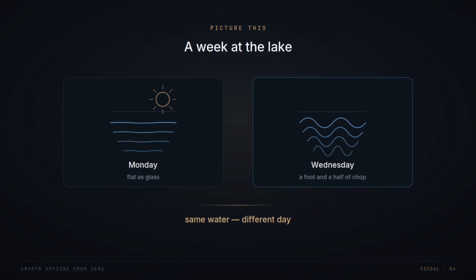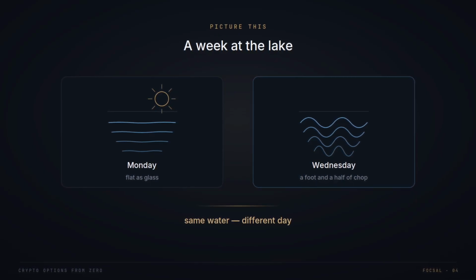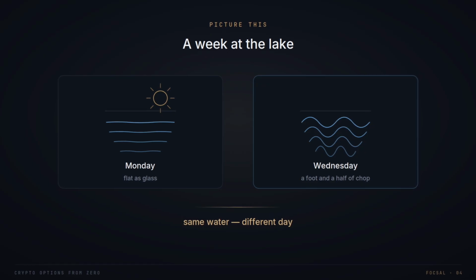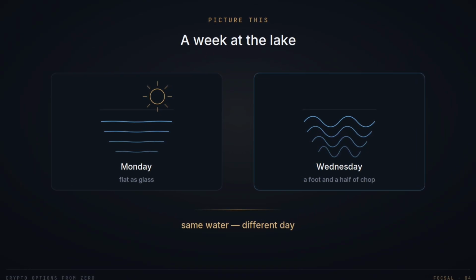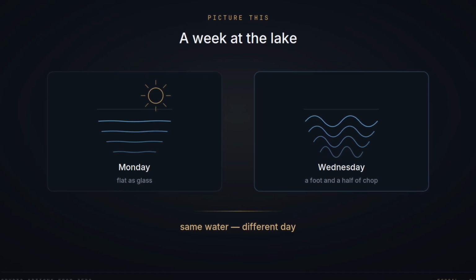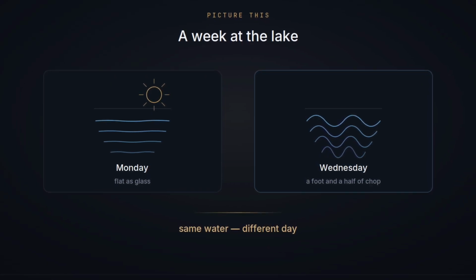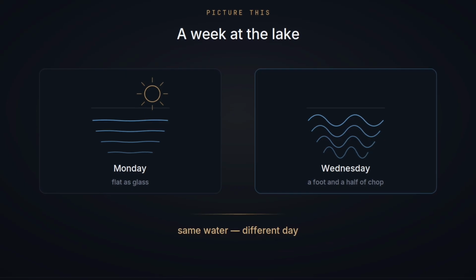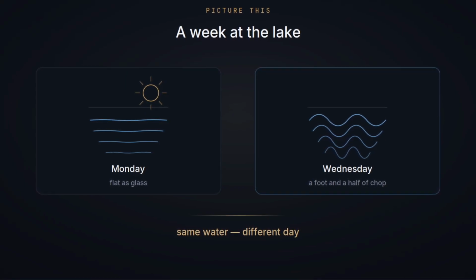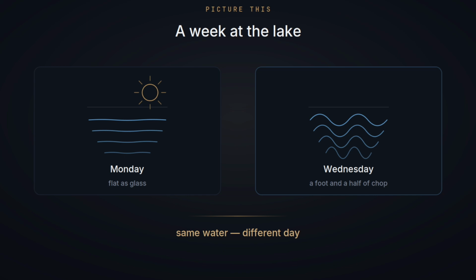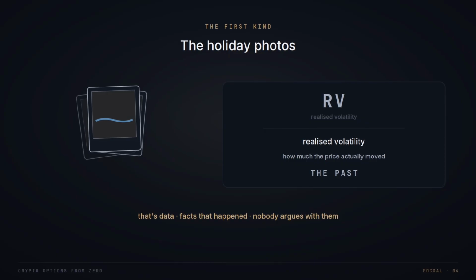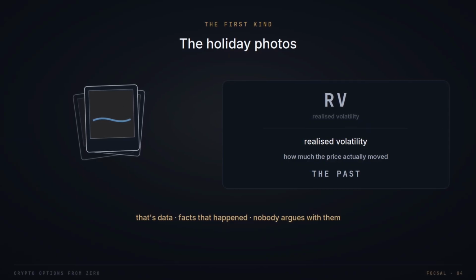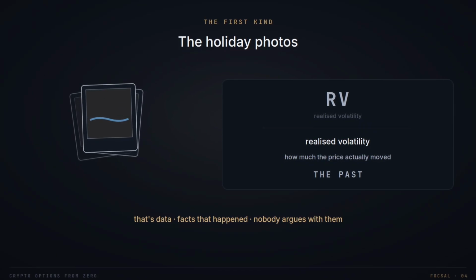Picture a lake. You spent a week there last summer. You open the photos from that week. You can see exactly what the water looked like each day. Monday, flat as glass. Wednesday, half-meter chop. Friday, calm again. That's data. Facts. Things that happened. Nobody argues with them. In options, this is called realized volatility, RV for short. How much the price actually moved. The past.